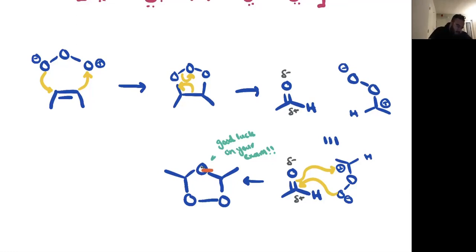Okay. Then afterwards, next up, you either add in your zinc or your dimethyl sulfide, whichever one he gives you. Your zinc will come in, and as expected, you break the weak oxygen-oxygen bond.